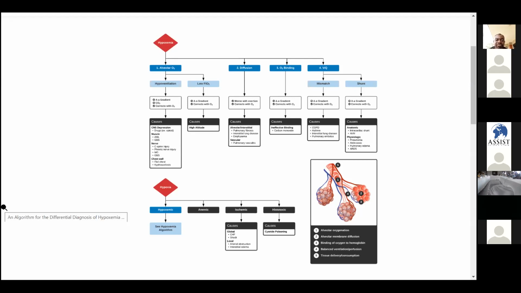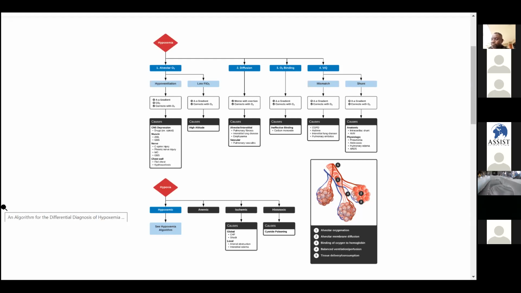Dr. Ndaba, could you please take us through the hypoxia cause algorithm? Come again, Papytcho. I was asking if you can take us through the hypoxia causes. Oh, okay. I think Papytcho, you've explained. Actually, you've gone through some of them.